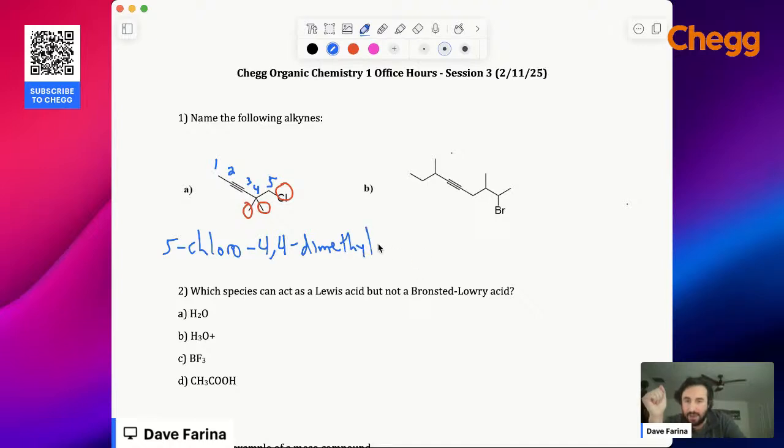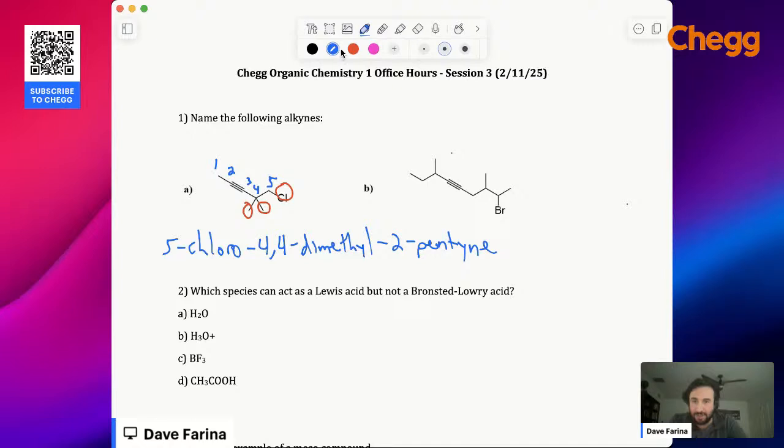So 4,4-dimethyl. And then we have to specify where the triple bond is occurring. We have a pentyne, but the triple bond begins on carbon 2. So we have to say 2-pentyne, okay? So 5-chloro, 4,4-dimethyl, 2-pentyne, because C for chloro, then M for methyl, and then pentyne specifying where the triple bond begins. So that will be that one.